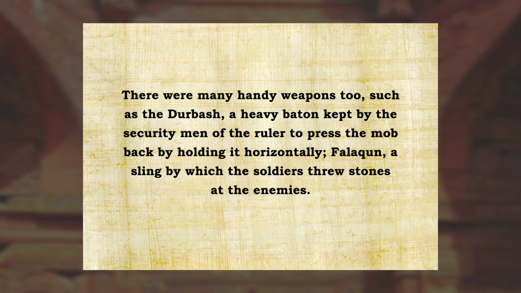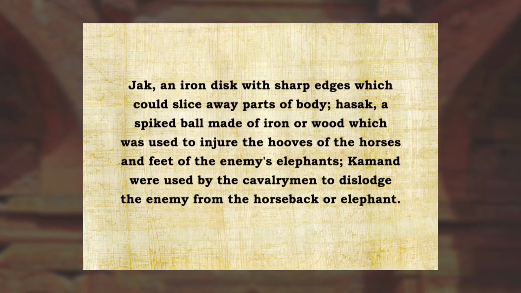The falakun, a sling by which the soldiers could throw stones at the enemies. The jak, an iron disc with sharp edges which could slice away parts of the body. The hasak, a spiked ball made of iron or wood, which was used to injure the hooves of the horses and the feet of enemy elephants. The kamand, which was used by the cavalrymen to dislodge the enemy from horseback or from the backs of war elephants.